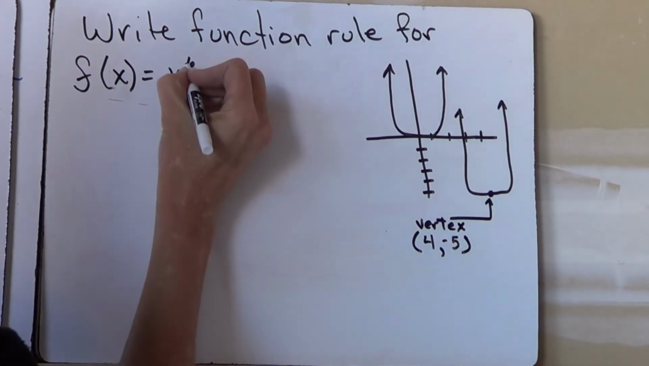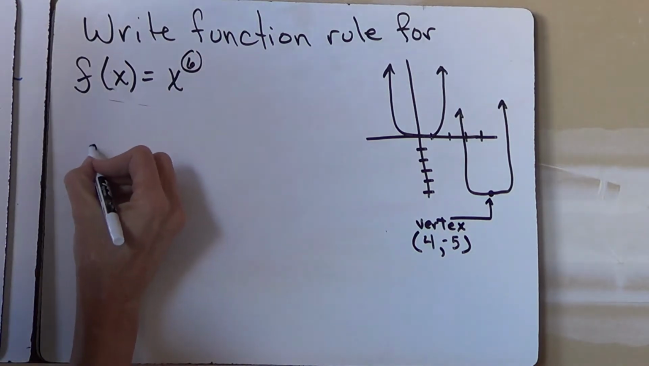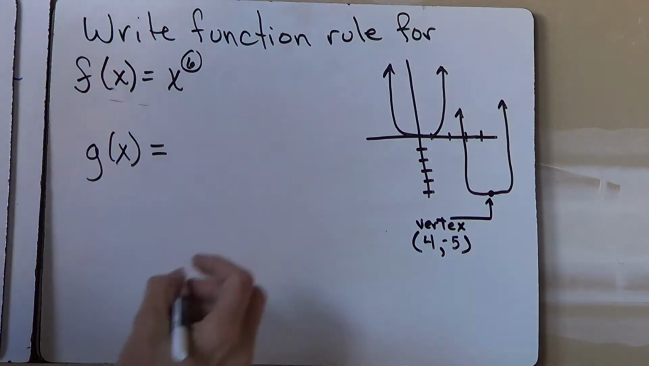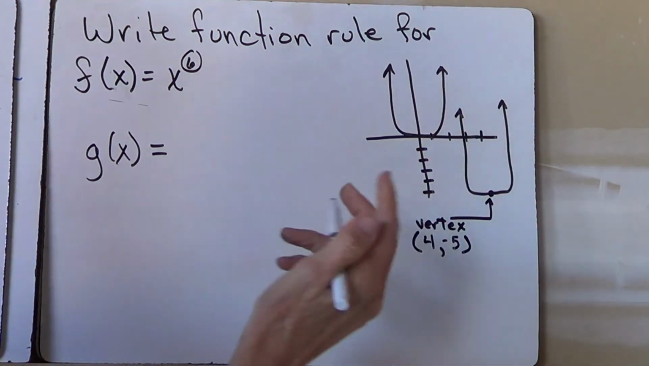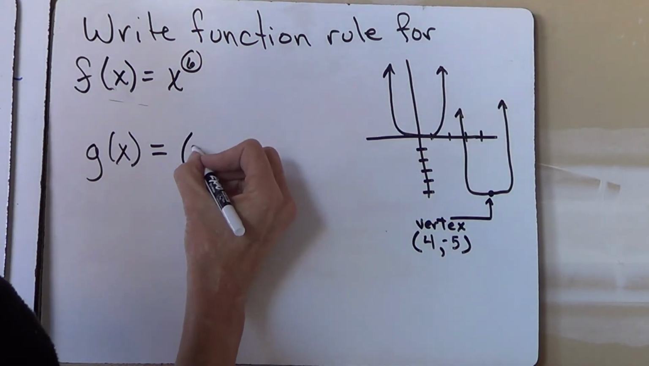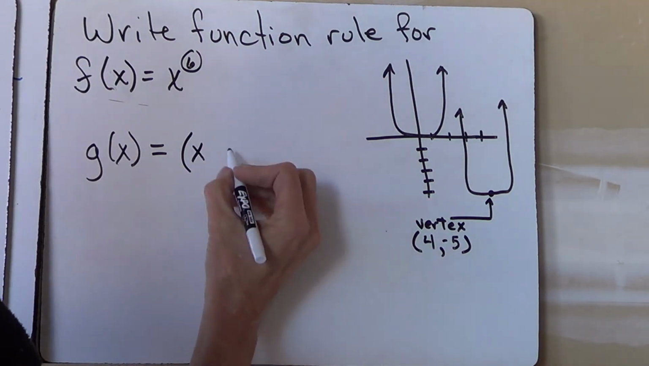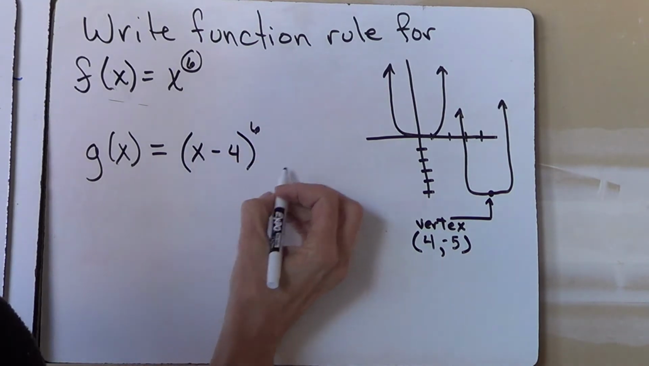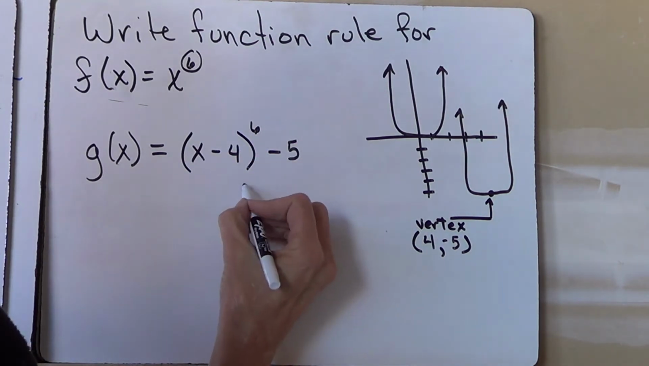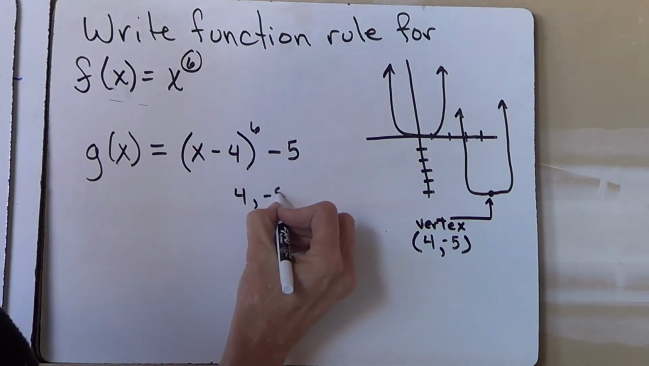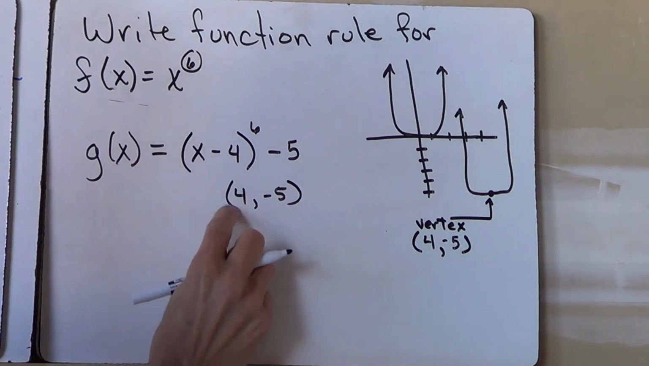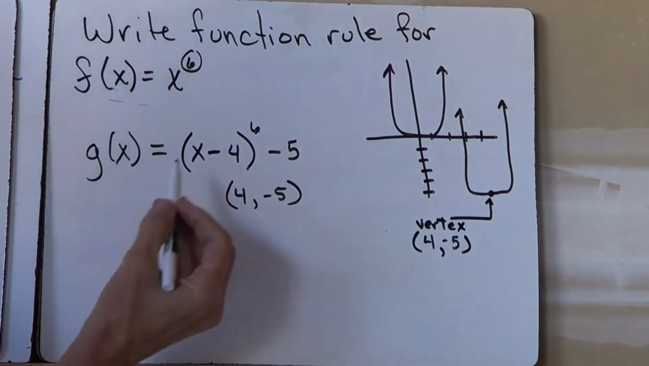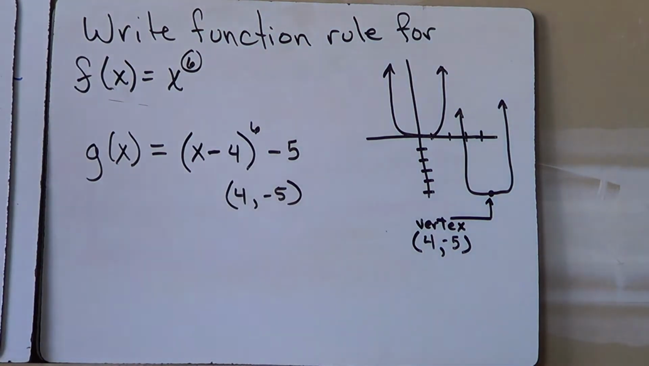So, my rule, because I see the 6 here, I would go g of x equals, I don't see any stretching going on yet, so I just go ahead and go right to the x minus 4 to the 6th minus 5. Now I double check, my vertex is 4, negative 5. Did I put it in there right? Yes, that h is opposite. Opposite because the negative is in the formula. Okay?